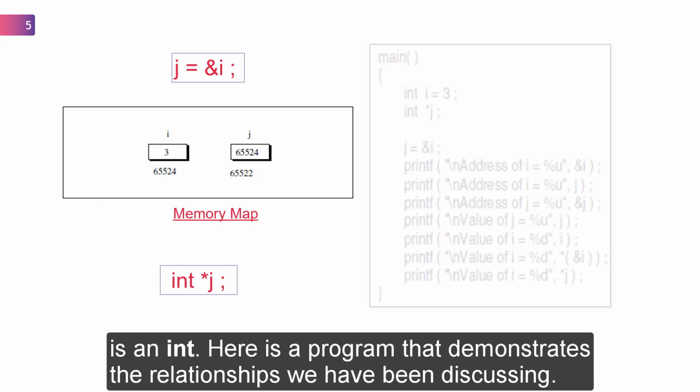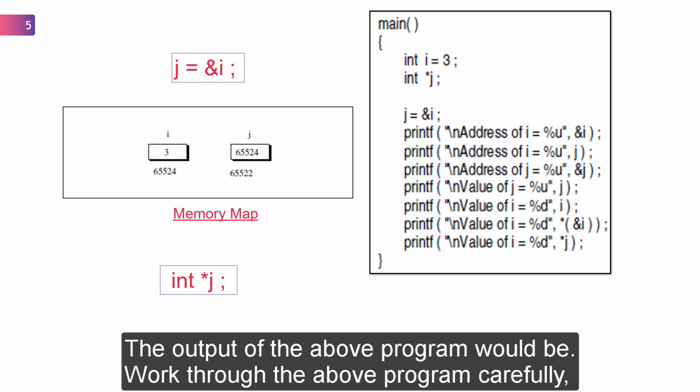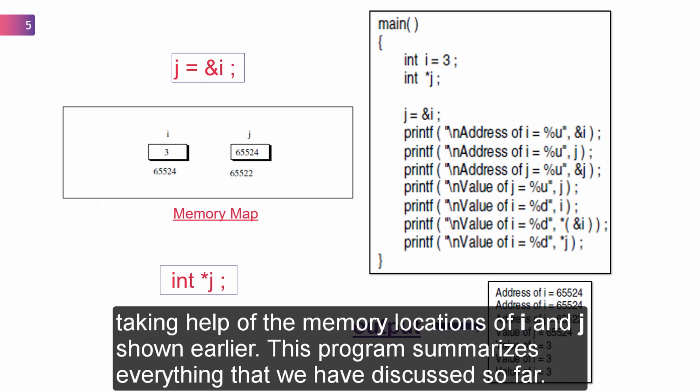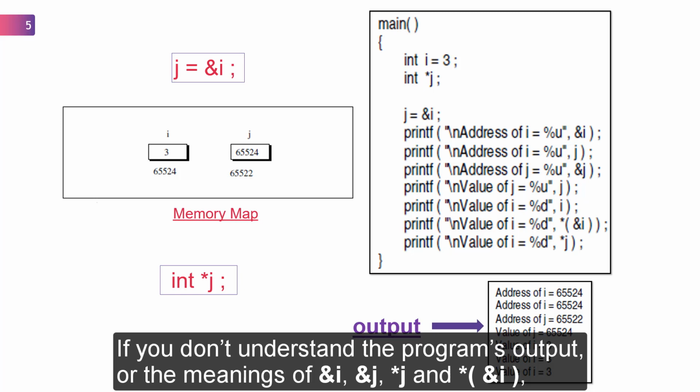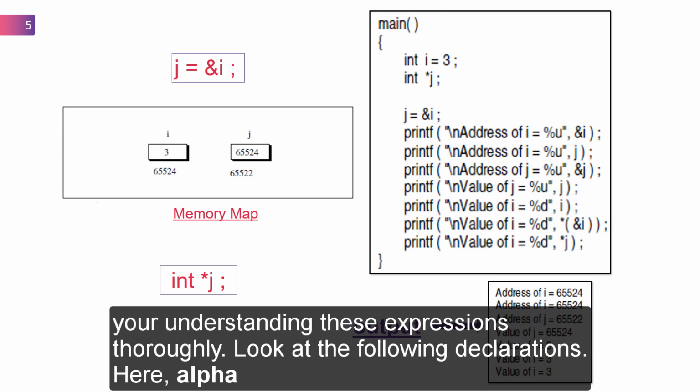Here is a program that demonstrates the relationships we have been discussing. The output of this program would be as shown. Work through the above program carefully, taking help of the memory locations of i and j shown earlier. This program summarizes everything that we have discussed so far. If you don't understand the program's output or the meanings of &i, &j, *j, and *(&i), go through the last few slides. Everything we say about C pointers from here onwards will depend on your understanding these expressions thoroughly.